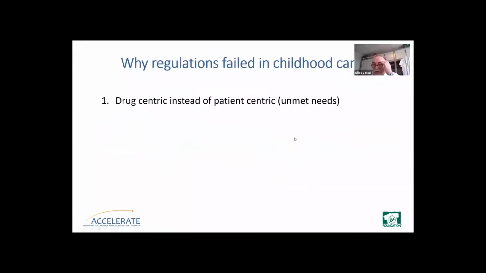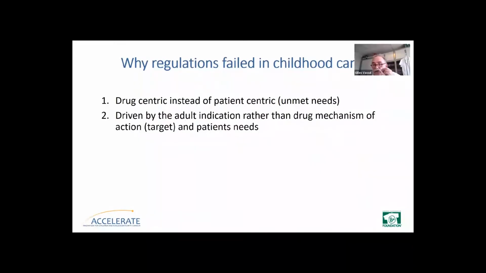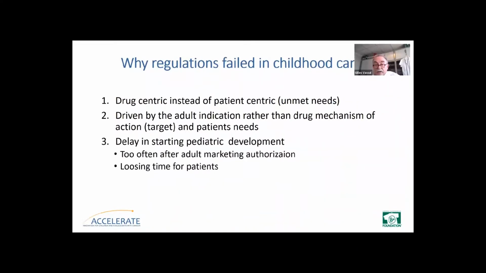So if we summarize, why the regulation failed? First, because they were drug-centric and not patient-centric, looking at the unmet needs. Second, they were driven by the adult indication rather than the mechanism of action, the target, and the patient needs. And finally, there has been too many delays in starting pediatric development that generating too often a situation that the clinical trial started when the drug was already marketed and losing time for patients.